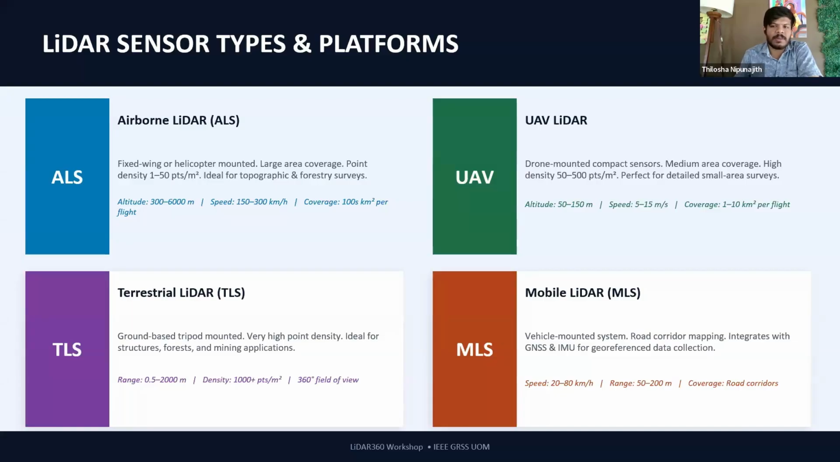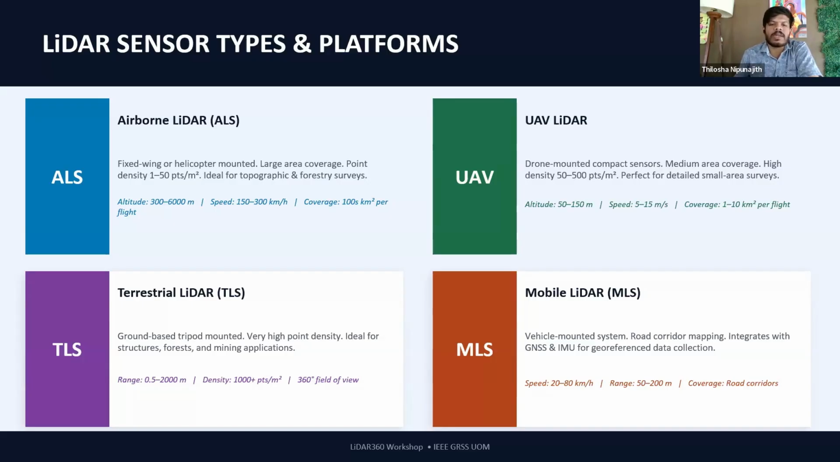So these are LiDAR sensor types and platforms. When it comes to UAV LiDAR and airborne LiDAR, sometimes we call it UAV LiDAR, sometimes airborne LiDAR, because of course a drone is an aerial vehicle as well. But sometimes we separate these two. Airborne LiDAR, sometimes we reserve solely for airplane mounted or helicopter mounted LiDAR sensors. When we use drones, we call it UAV LiDAR, but sometimes we put drone mounted LiDAR sensors under airborne LiDAR as well. So it can be both.